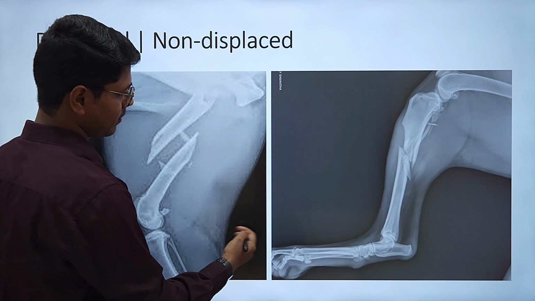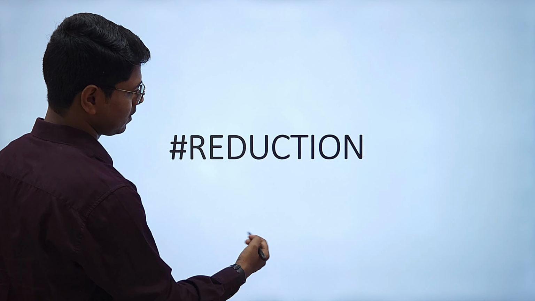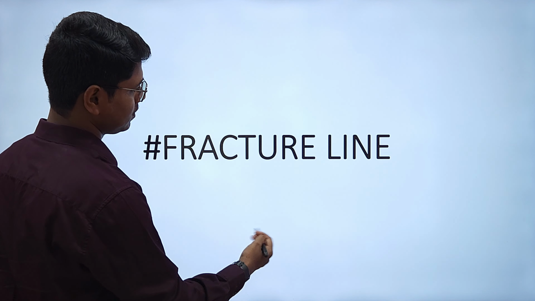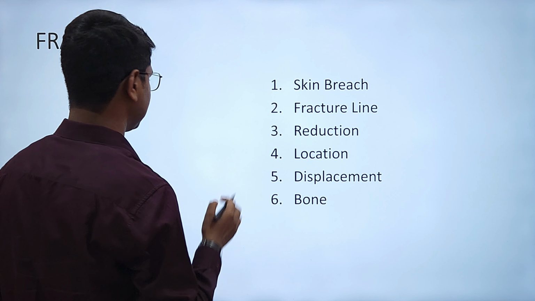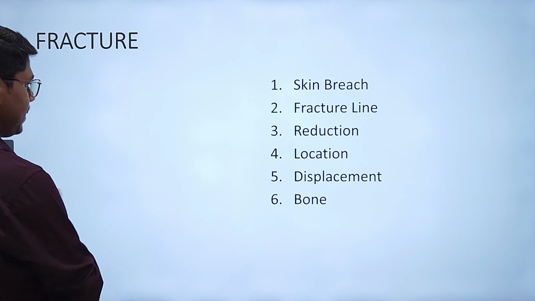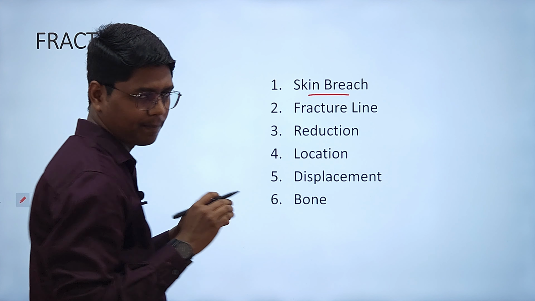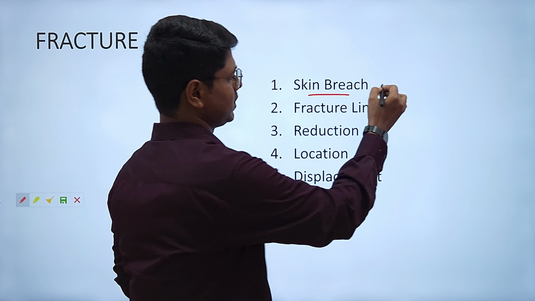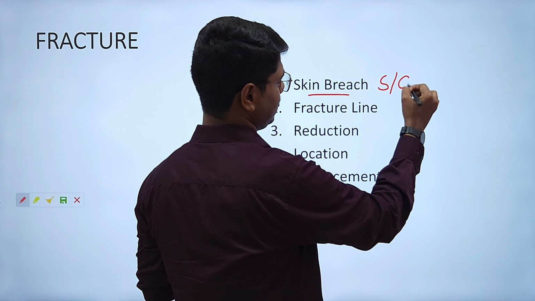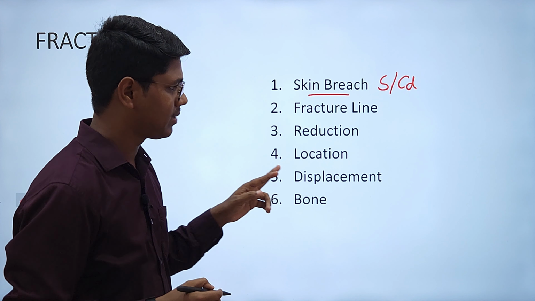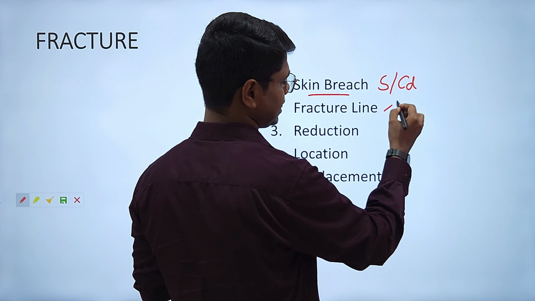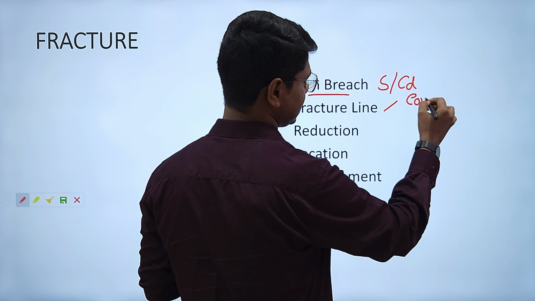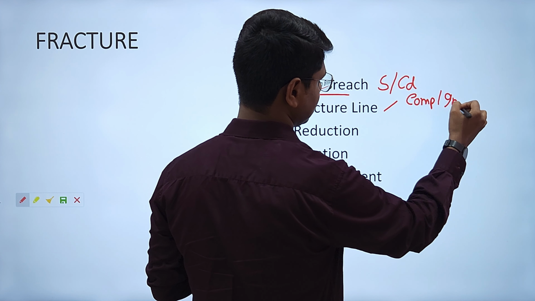So going to our first slide, how to write the fracture. First one will always be the skin bridge, whether simple or compound. So just revising, simple or compound. Next is the fracture line. The fracture line can be classified on the basis of completeness, complete or incomplete.